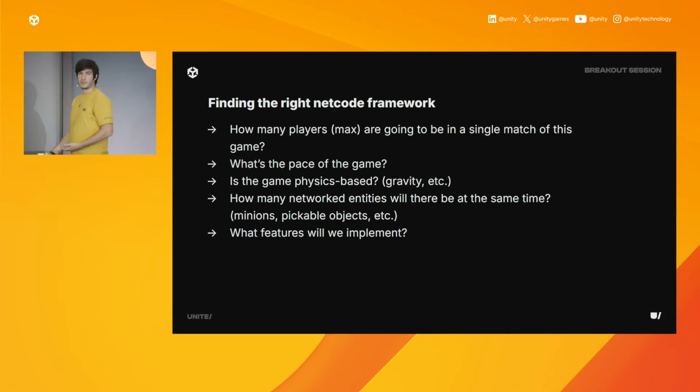We need to ask ourselves some questions. How many people are going to play this game in a single session altogether? What is the pace of the game? Is it slow-paced? Is it fast-paced? Is it turn-based? Is it asynchronous? There are many options here. Does it have physics? Do we shoot at people? Do we jump? Do we run? Do we have gravity? Do we throw grenades? Do we throw spears? These kinds of things. How many networked entities are going to be there? Because it's not just about the players, but also about the non-playing characters, like pickable objects. Everything that needs to be synchronized needs to be taken into account. And in the end, what features are we going to implement?